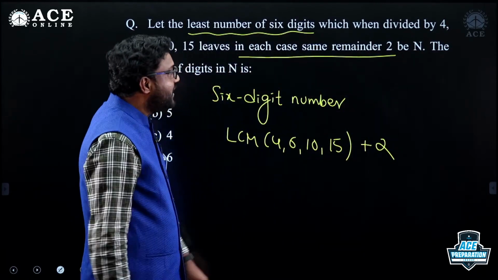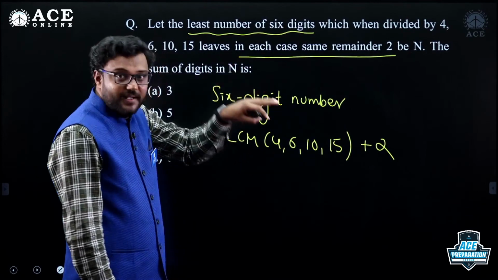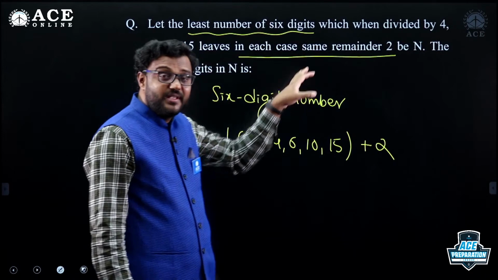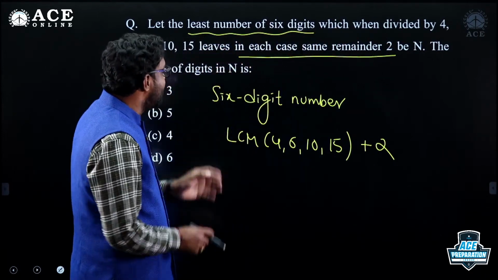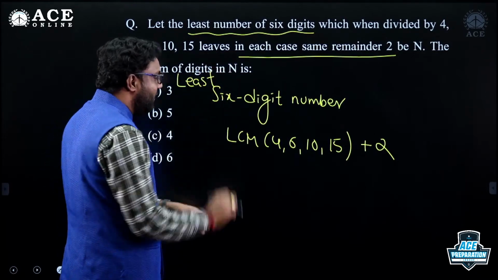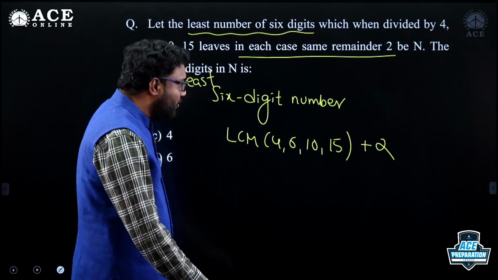That number they are considering is a 6-digit number. When it is divided by 4, 6, 10 and 15, it leaves remainder 2. That too, the least 6-digit number which, when divided by this group, leaves remainder 2, my dear friends.